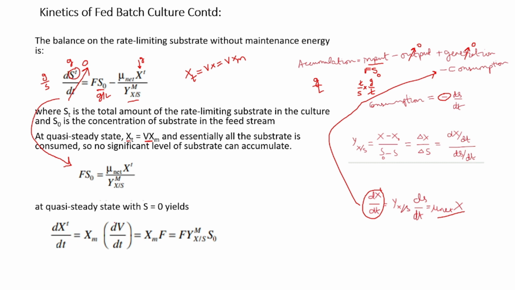So dV/dt is what? It is actually the flow rate. So Xm into F, and Xm is actually what? Y_XS into S0, multiplied by the flow rate. Okay, this we get.